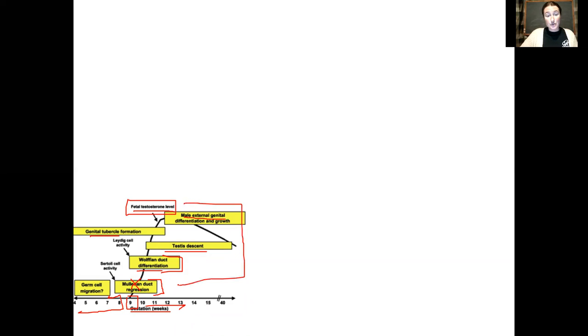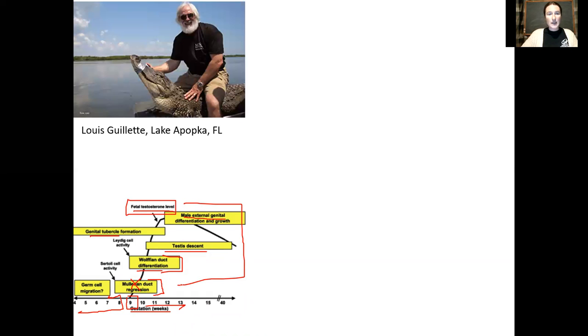Testes need to descend from around the kidneys to within the groin. Testosterone is necessary. Genital tubercle formation, so the development of a penis over a clitoris. All of these things, right? External genital differentiation and growth, these all are dependent upon lots more testosterone than estrogen. Right? So really important to have just the right levels of these hormones during this part of development, right? So whatever you make during this period, that's what you're going to have for the rest of your life. Okay.